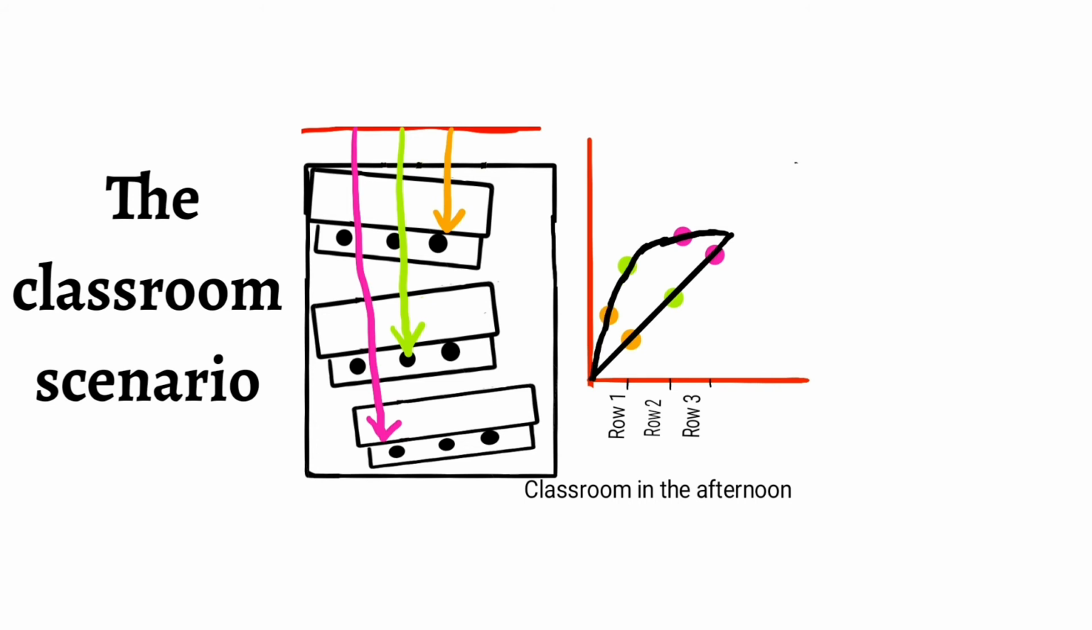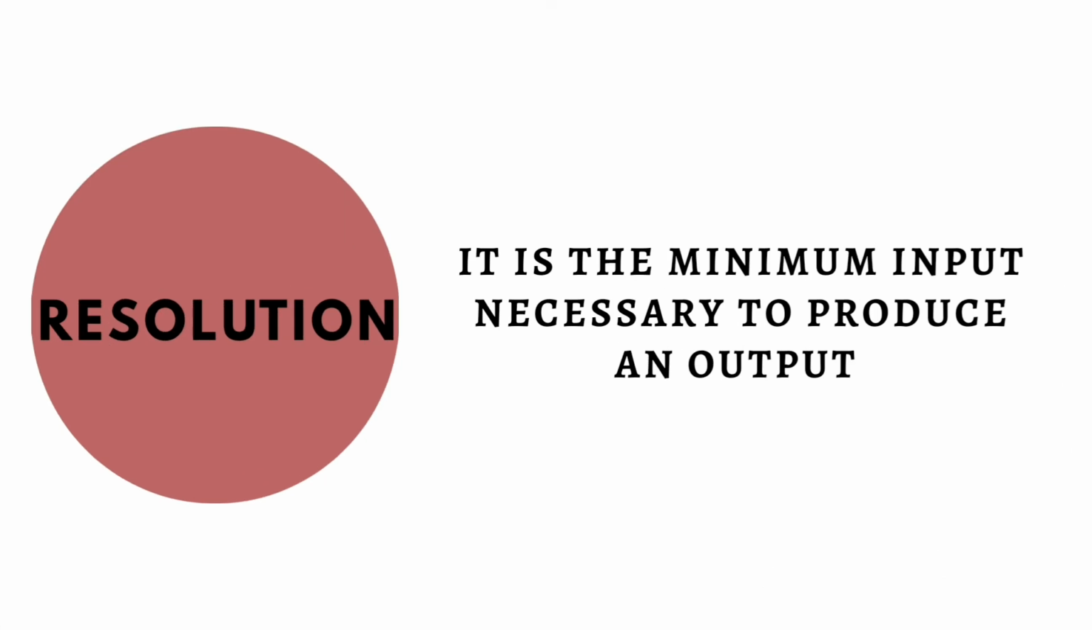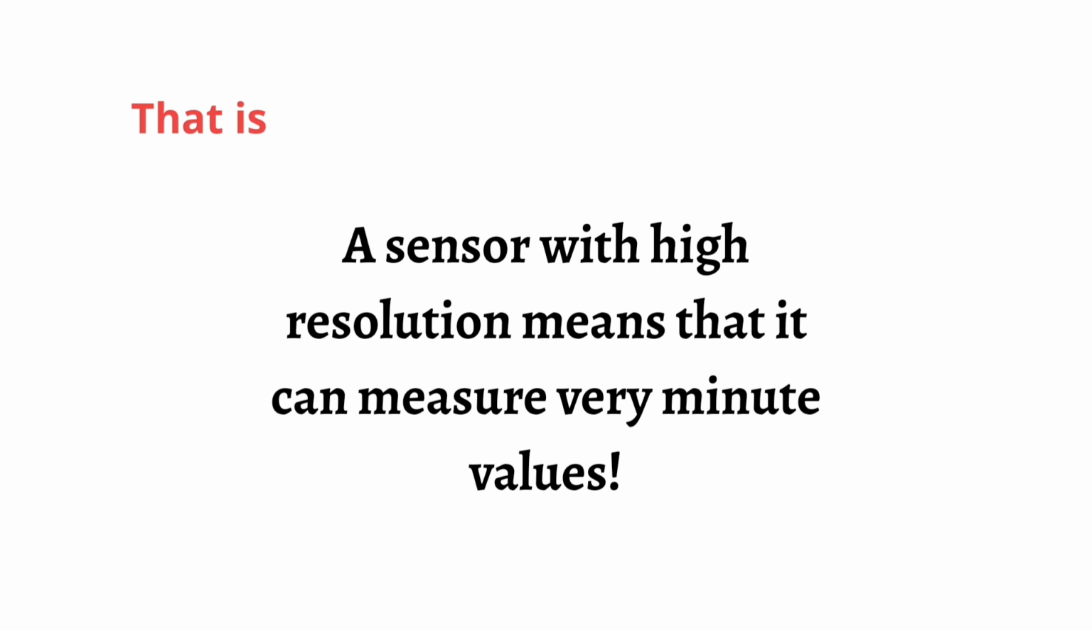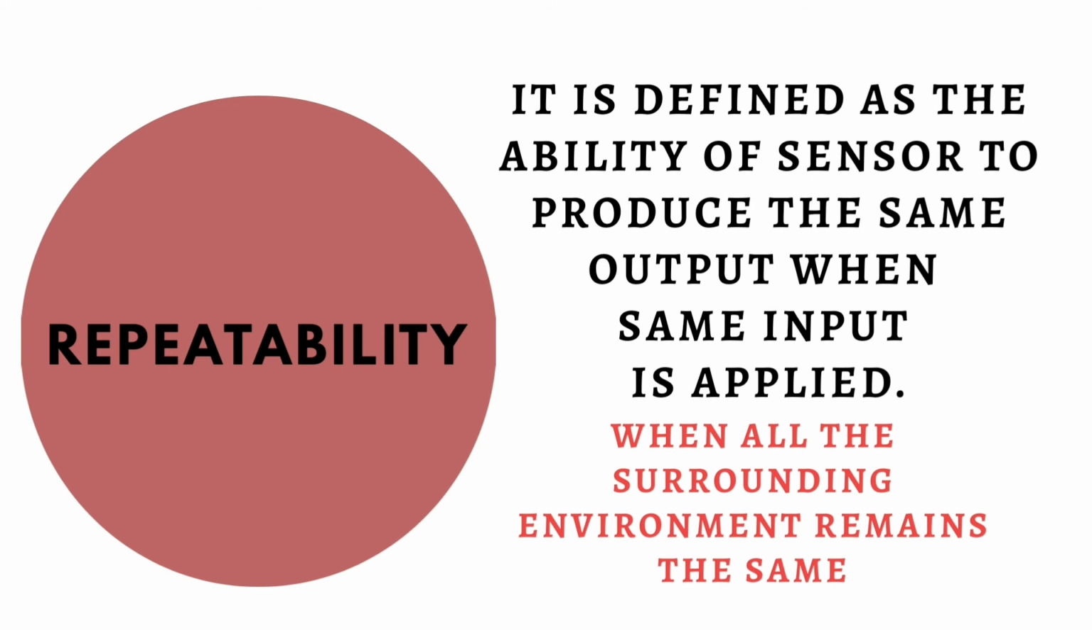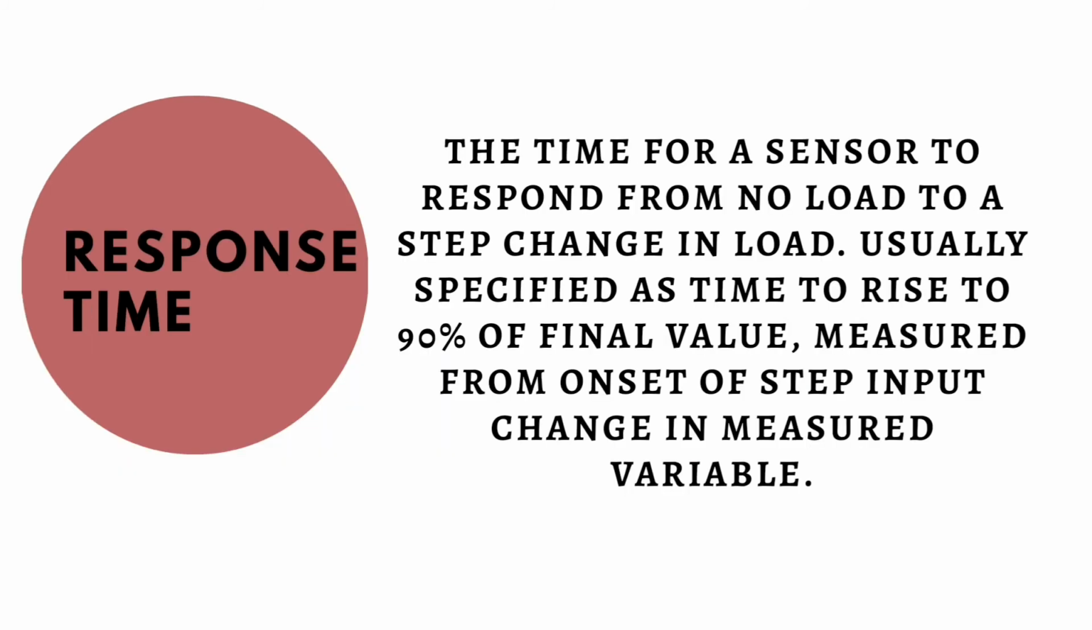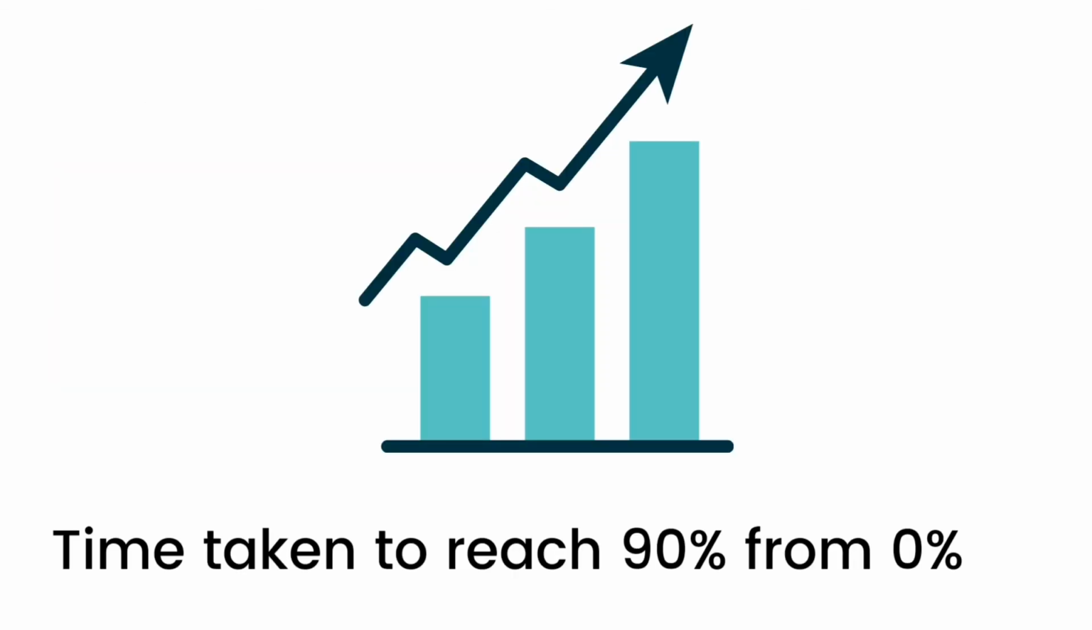Next one is resolution. Resolution is the smallest change a sensor can measure. A good sensor will always have good resolution, right? And we can say a good sensor should have high resolution like any other electronic. The next one is reproducibility. It is defined as the ability of a sensor to produce the same output when the same input is given, whereas repeatability is the ability of the sensor to produce the same output when the same input is applied in the same environment. The next one is response time. It is the time taken to reach 90% of the output from 0%, right?